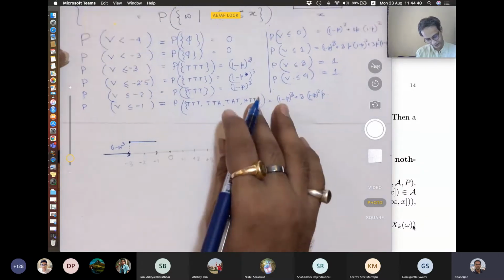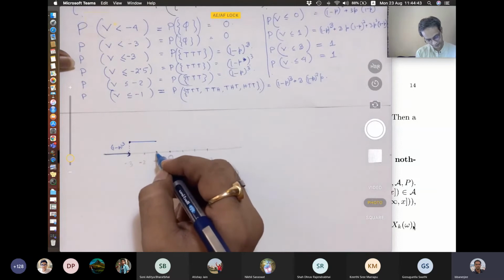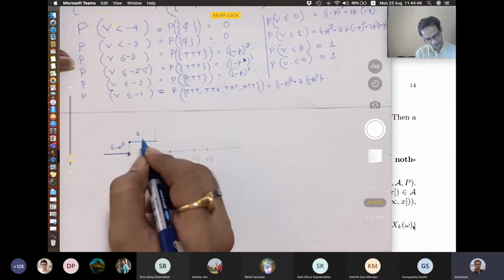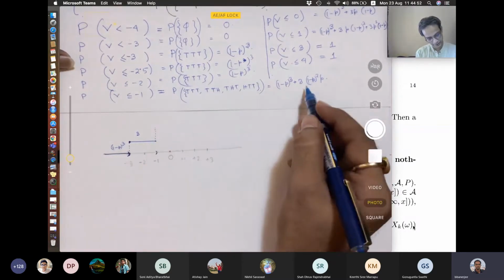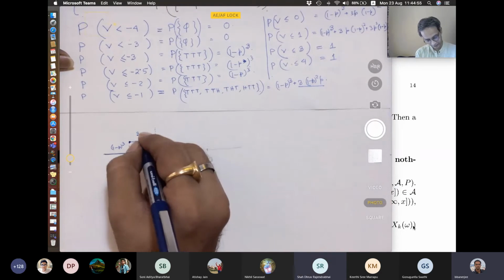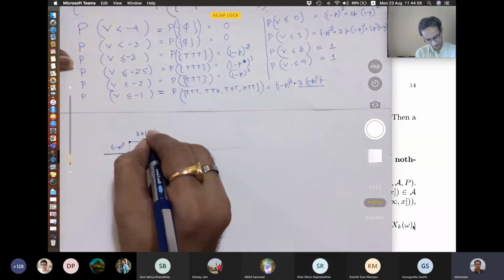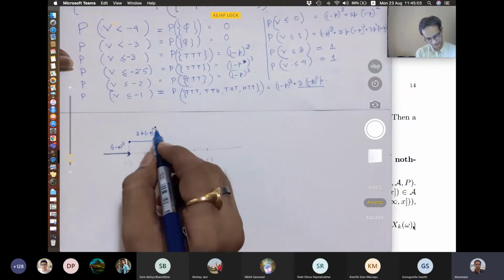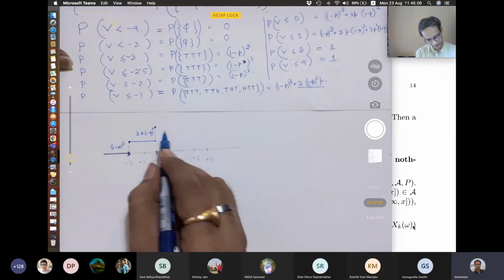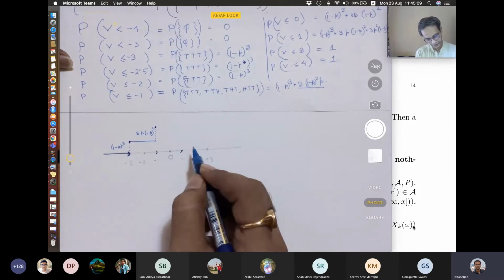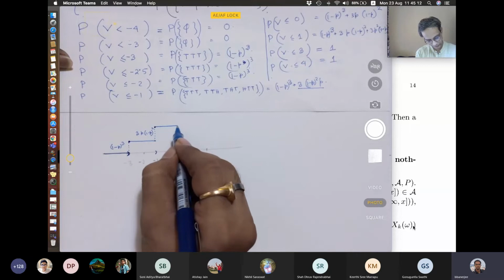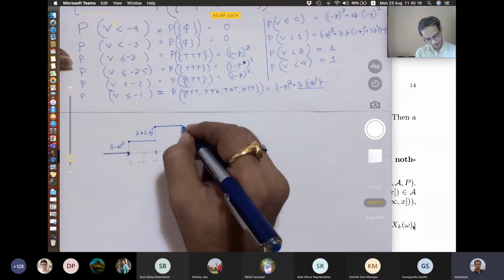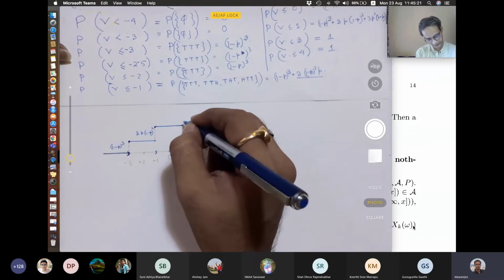Okay. And when you come to -1, then there is again a jump, and the amount of jump is 3 times this quantity, p into 1 minus p square. And then you are in this location. Then again the value retains the same until you reach 1. So you reach 1, and until this point the values are the same, and then again you have a jump.